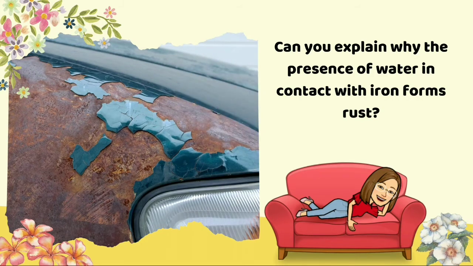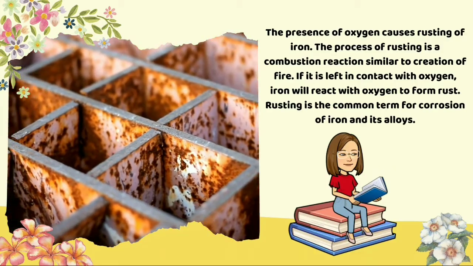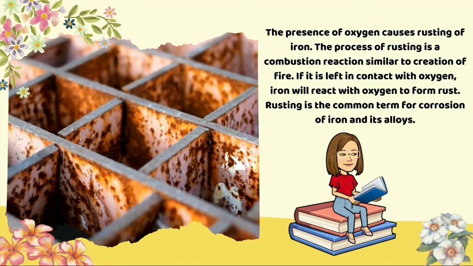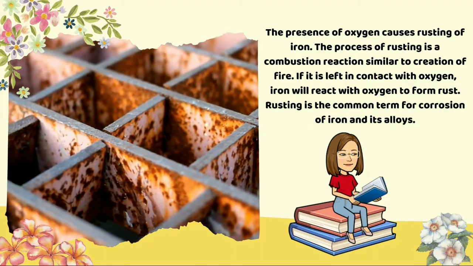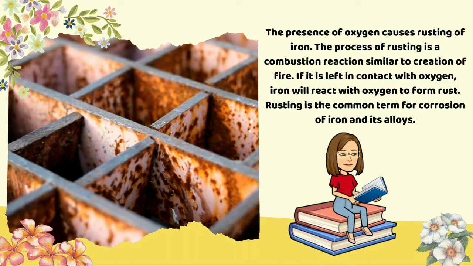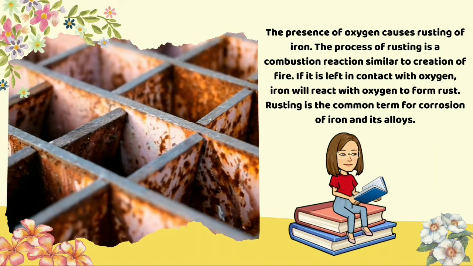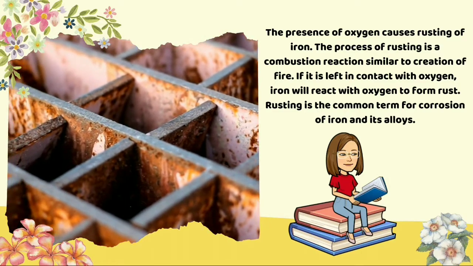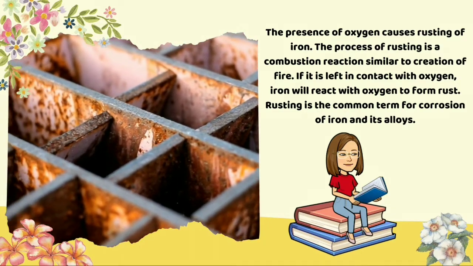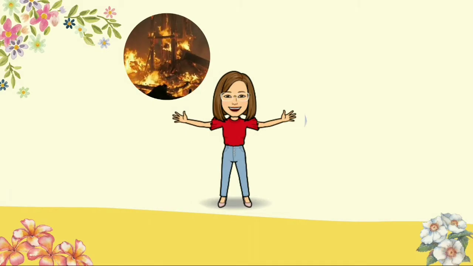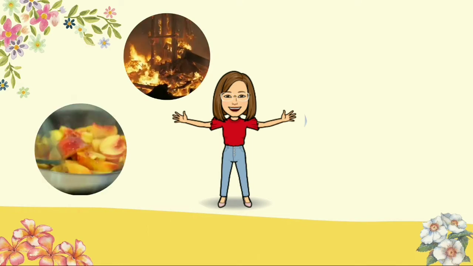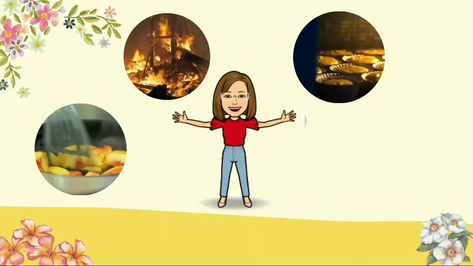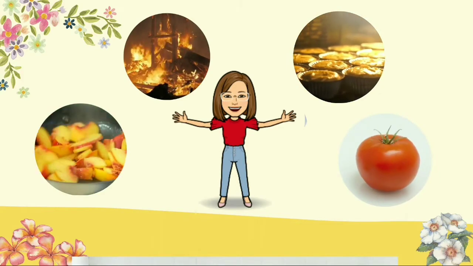The process of rusting is a combustion reaction similar to creation of fire. If it is left in contact with oxygen, iron will react with oxygen to form rust. Rusting is the common term for corrosion of iron and its alloys. There are other processes that cause chemical changes. These are burning, cooking, baking, and rotting.